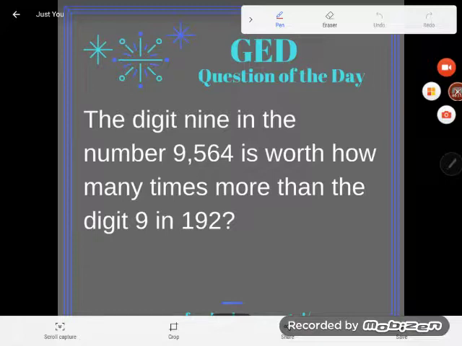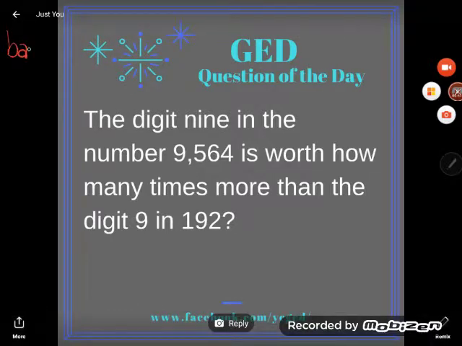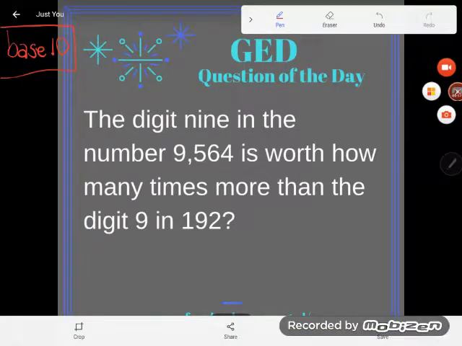It says the digit 9 in the number 9,564 is worth how many times more than the digit 9 in 192? Now, I was getting crazy answers based on this, but I'm like, do you guys realize that we have a base 10 number system? You're like, Kate, you're talking gibberish again. I have no idea what you mean. What do you mean by a base 10 number system?